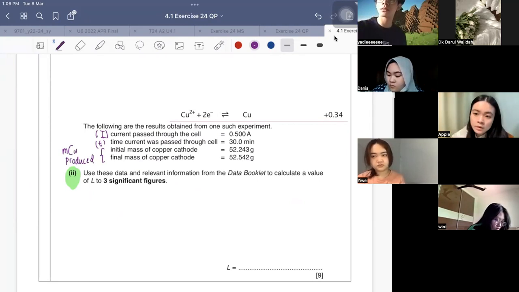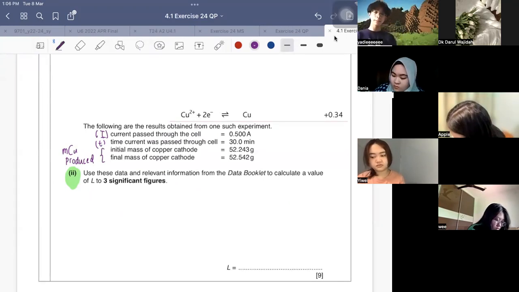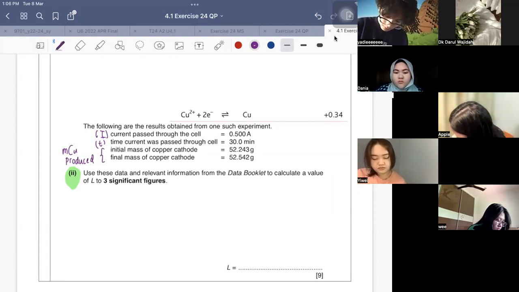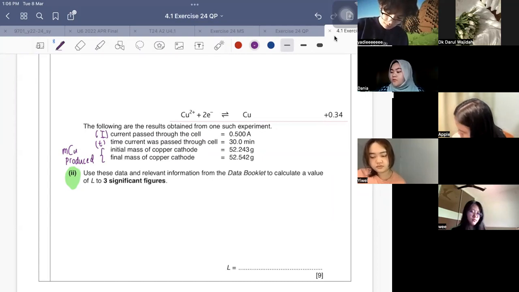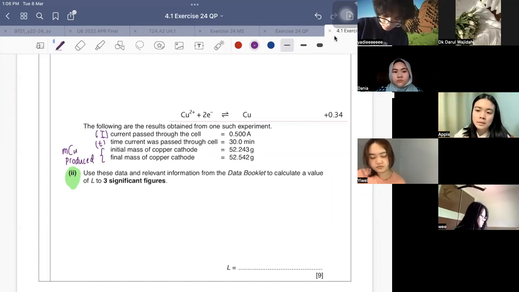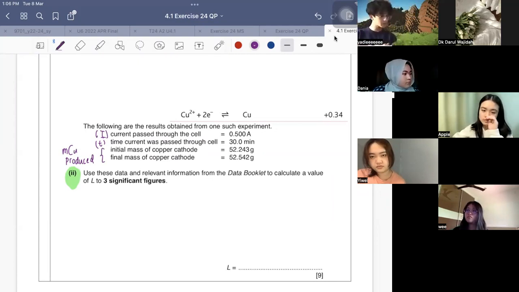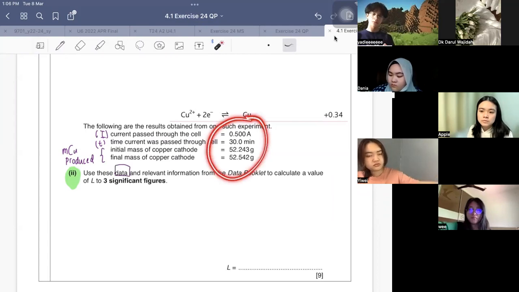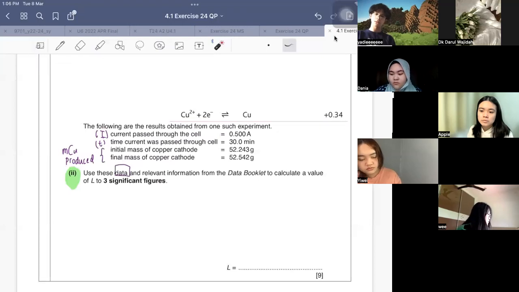The question says use this data and relevant information from the data booklet to calculate a value of L. Now this one is actually under calculations under electrolysis, which is the early part of this topic. So if you still remember, the symbol L stands for Avogadro's constant. The question says use this data. That means you actually have to use the experimental results to find Avogadro's constant. So it would be a little bit silly for you to write down Avogadro's constant is 6.02 times 10 to the power of 23.